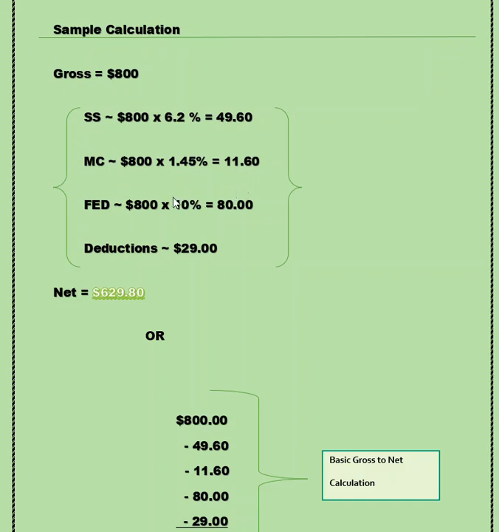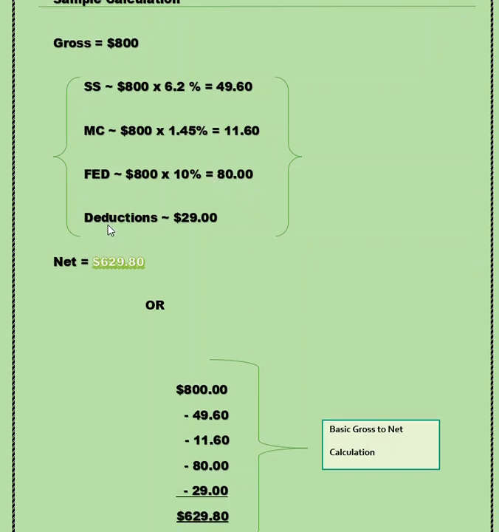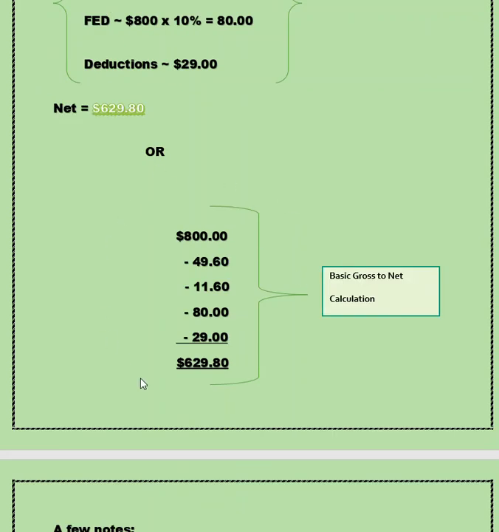Using the example of 10% for your federal tax, if you take $800 times 10%, that's going to be $80. So your federal income tax for this paycheck will be $80. The deductions that we listed prior for your medical and dental were $29. And this would give you your net pay, the amount that you would actually receive, of $629.80.